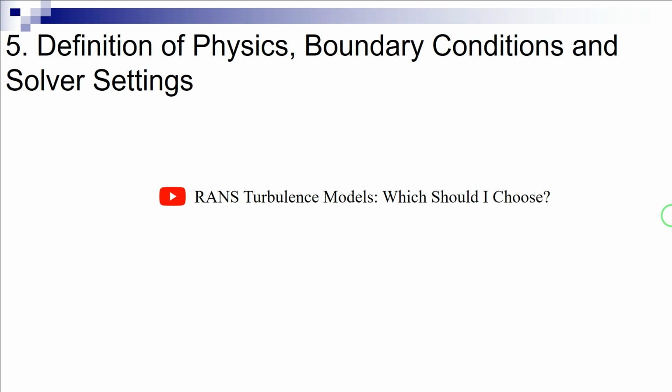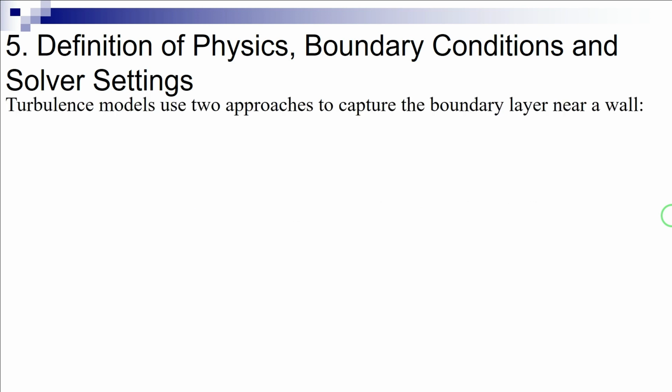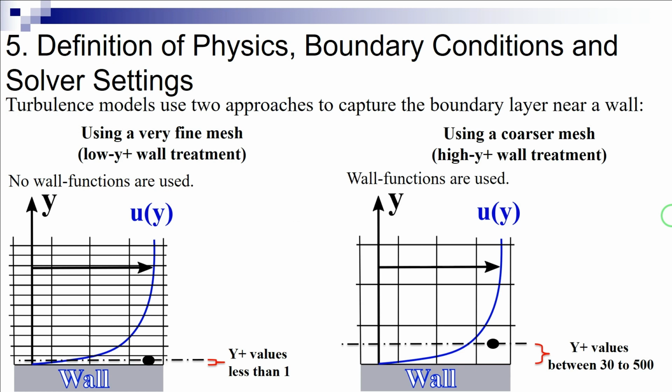To make the choice of a suitable turbulence model even more difficult, the turbulence models also use two common approaches to capture the boundary layer near the surface of a body. The first approach, also referred to as low Y plus wall treatment, is using a very fine mesh with a high resolution to resolve the fluid flow characteristics within the boundary layer. And the second one, also referred to as high Y plus wall treatment, is using a coarser mesh to employ the standard wall functions.